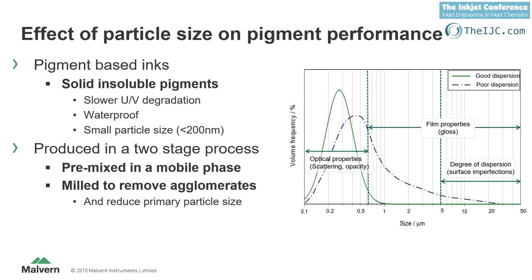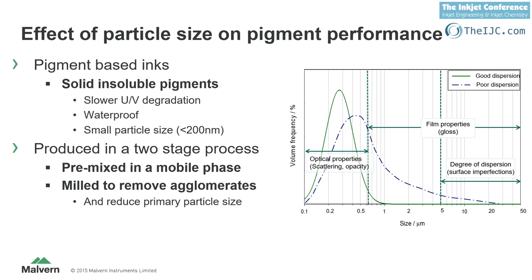So we're producing them in a two-stage process. So the ink will be dispersed into a mobile phase. It will then be milled in order to remove agglomerated particles, and then to mill those primary particles down to the optimum size that we want at around 200 nanometers. So that's the second reason we might want to look at size, to control the optical properties of the pigment particles.